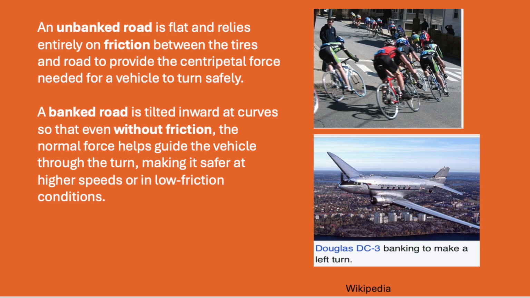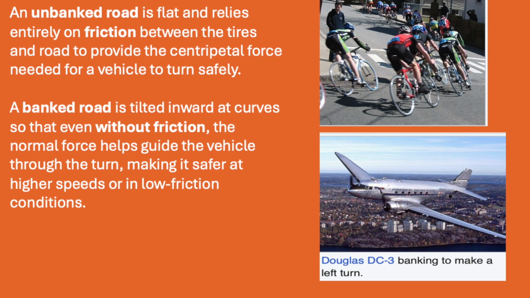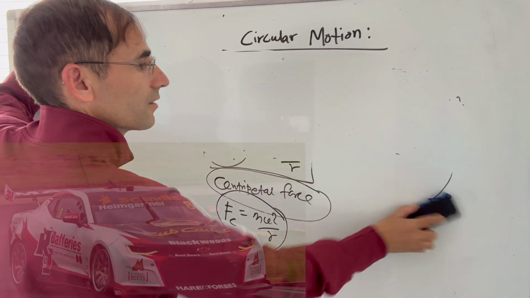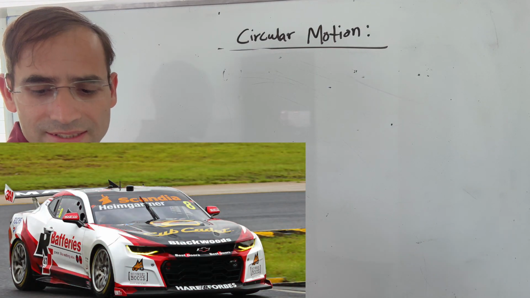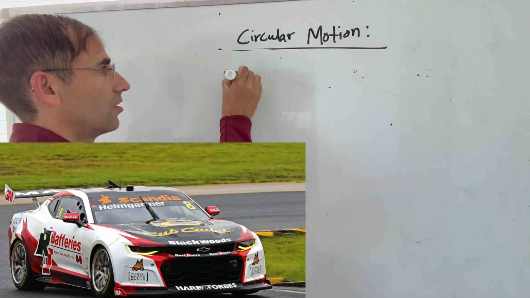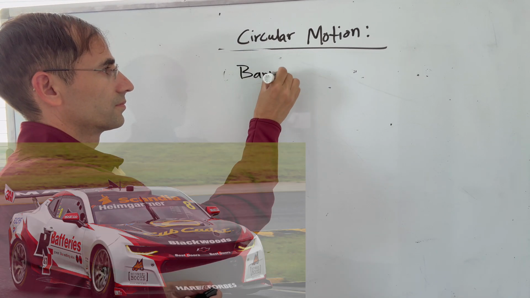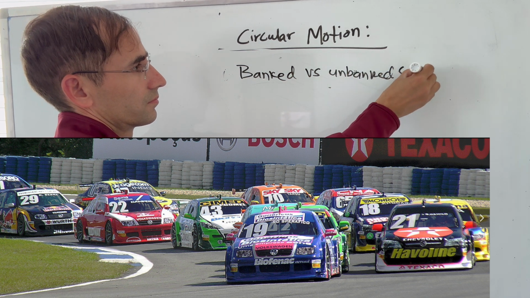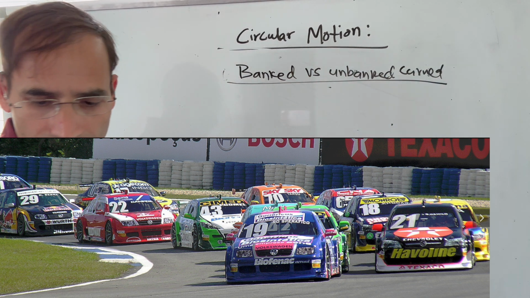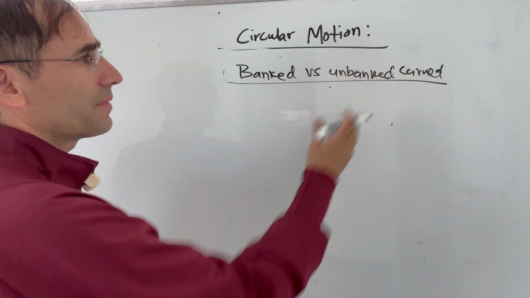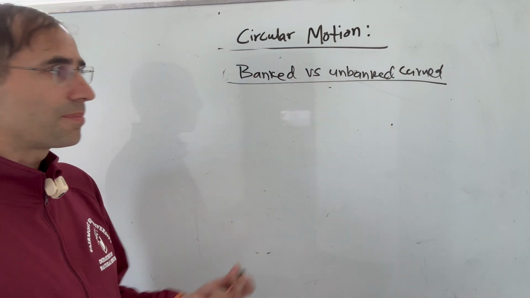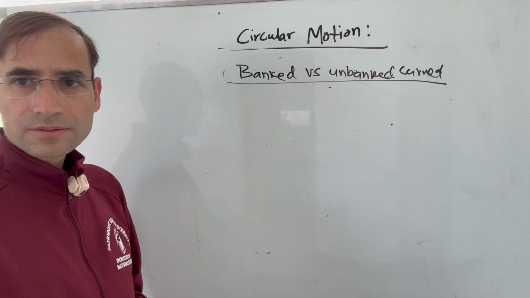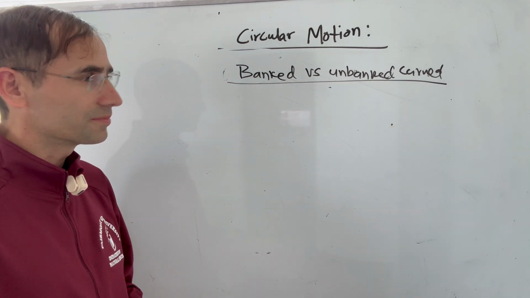Okay, let me begin with another situation here. You are driving your car on a banked road or an unbanked road. So let me discuss a little bit about banked versus unbanked curves. Unbanked curve means a flat road. You are driving your car on the flat road. A banked curve means you are driving the car on a tilted road, that is the curve.